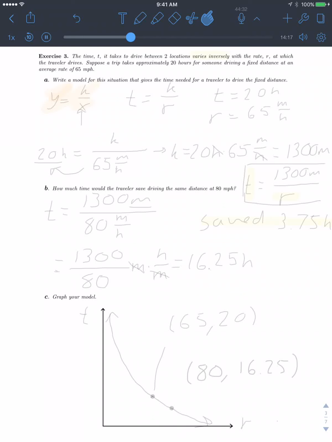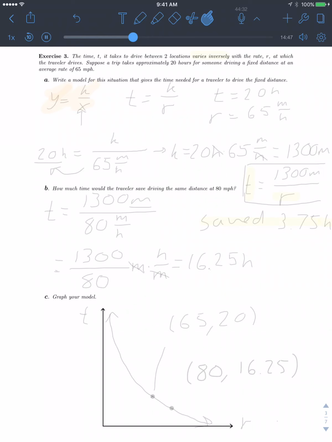Our next exercise in this section deals with the next variety of variation that we see, which is inverse variation. So really quickly, let's read through the question. We say that the time t it takes to drive between two locations varies inversely with the rate r at which the traveler drives. We're then told that the trip takes approximately 20 hours for someone driving a fixed distance at an average rate of 65 miles per hour.